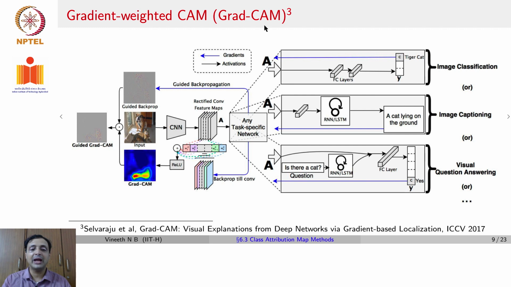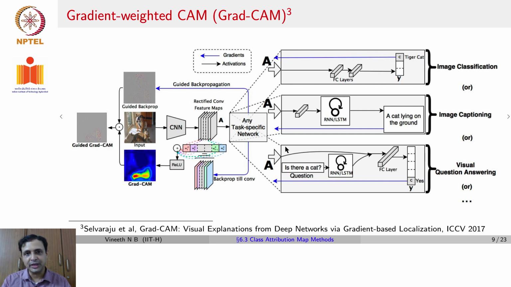But here is the overall idea and architecture. We will describe each of these components over the next few slides. So you have the input image here, you send it through a CNN, you have your convolutional feature maps, and the convolutional feature maps could be followed by any task specific network.